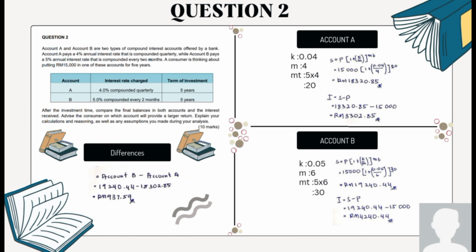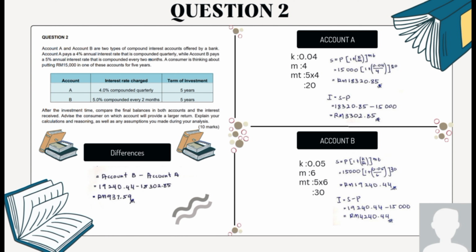In this question, we must find the future value from 2 types of accounts, account A and account B, and then the interest received from each account, and then the difference between them. So firstly, we do account A. From the question, account A has K 0.04, M is 4, MT is 5 times 4, and then we get 20 for the MT of account A.